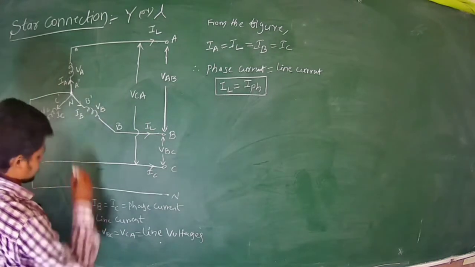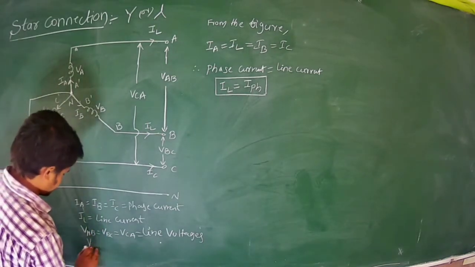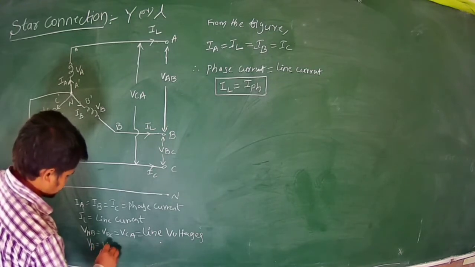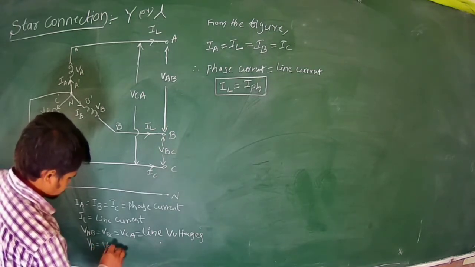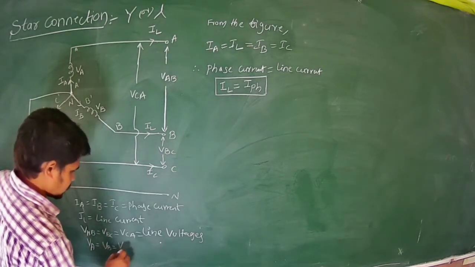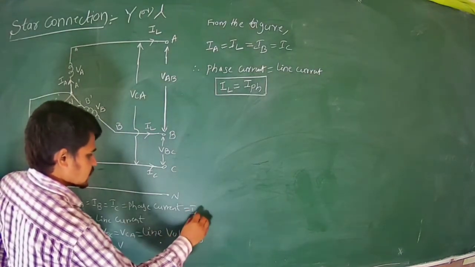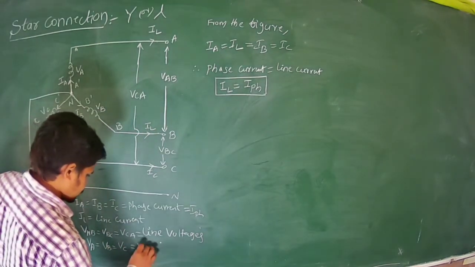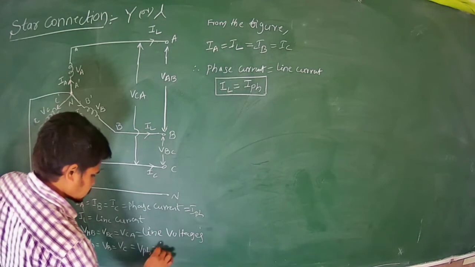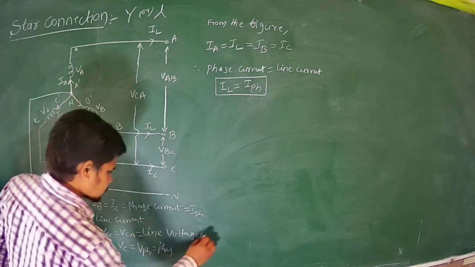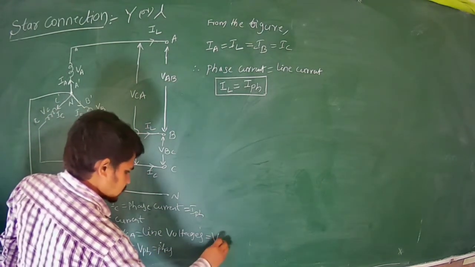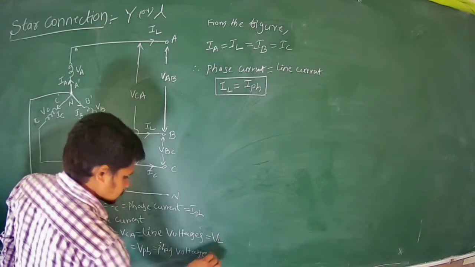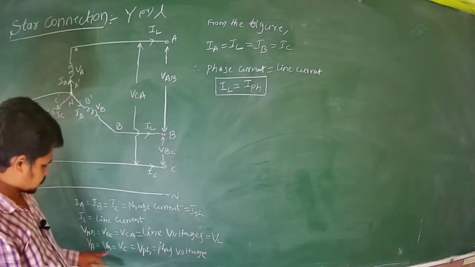Now the voltage VA is equal to VB, which is equal to VC, that is equal to V phase. So this is called phase voltage. Line voltage is denoted by VL, and phase voltage is denoted by V phase.